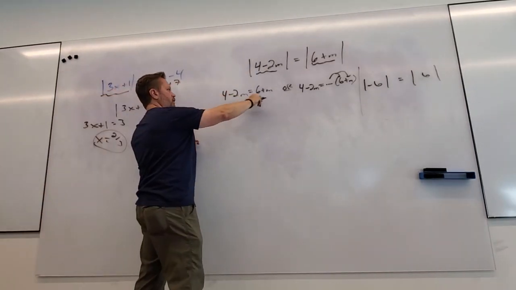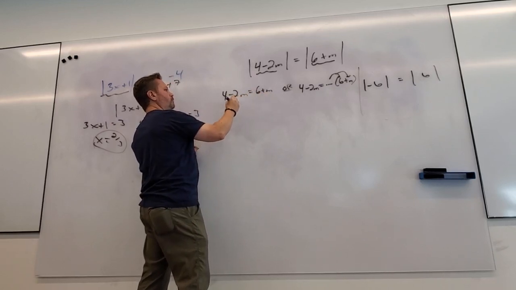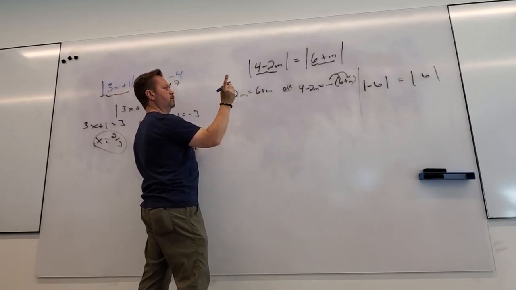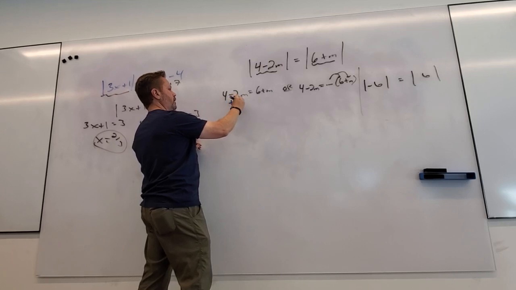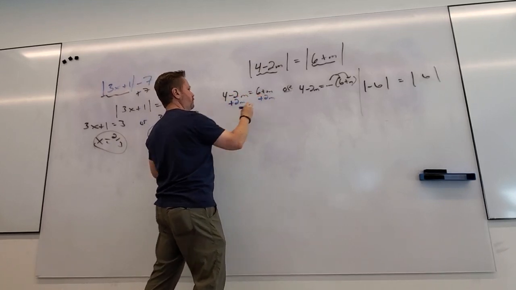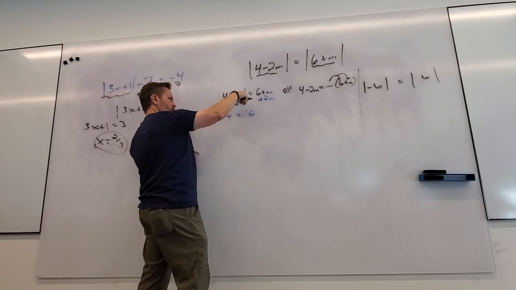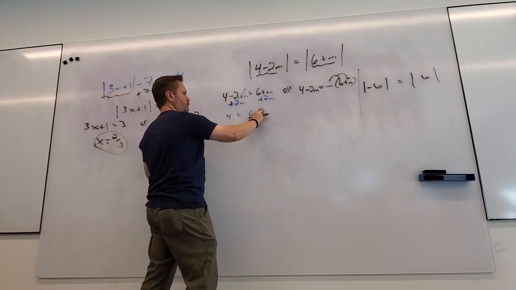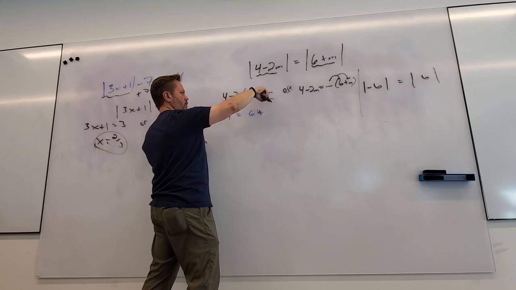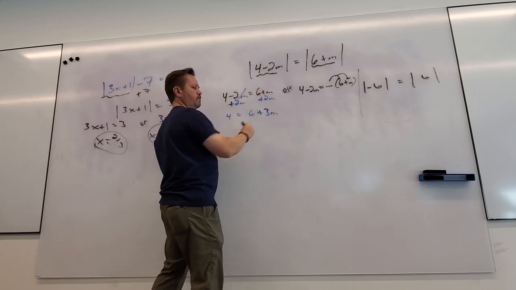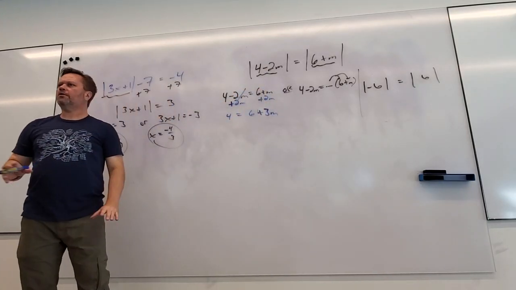So what do I do first here? So you can add 2m? Yeah, I can add, sure, I can add 2m. I'll do one thing, I did two things at a time last time. So I get 4 equals 6 plus 3m. Right? So that's all this is, right?